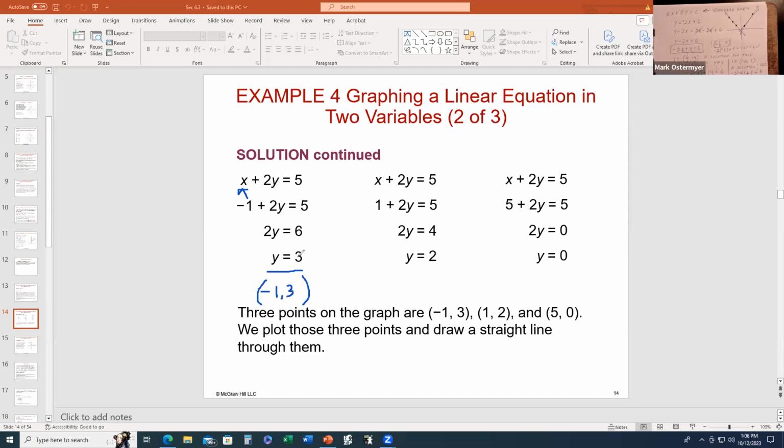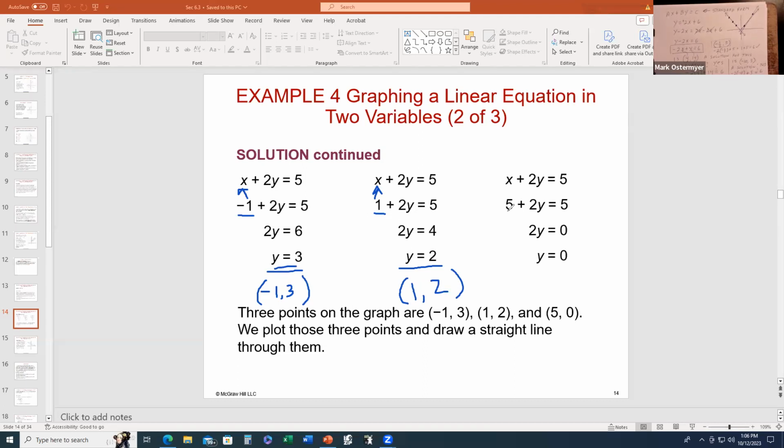Everybody see that there? I generated an ordered pair solution. I put -1 in for x, and I got out 3 for y. Suppose we let x be +1. Put 1 into the equation for x and solve for y. When we solve for y, we get y is equal to 2. We found another ordered pair solution. (1, 2) is another point that will lie on the graph of x plus 2y equals 5.